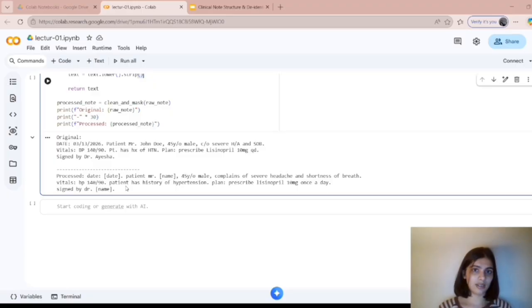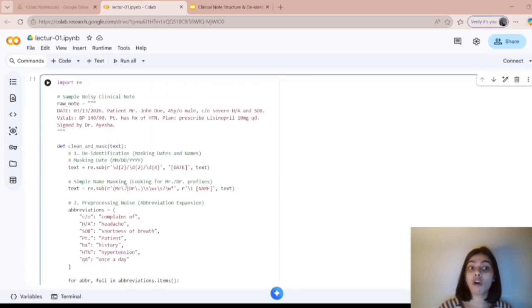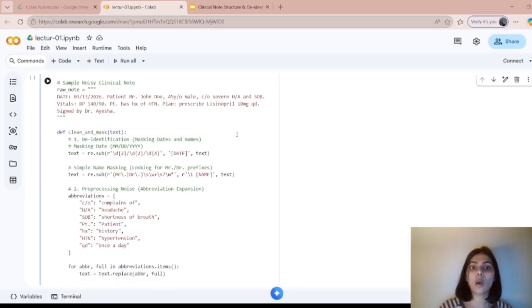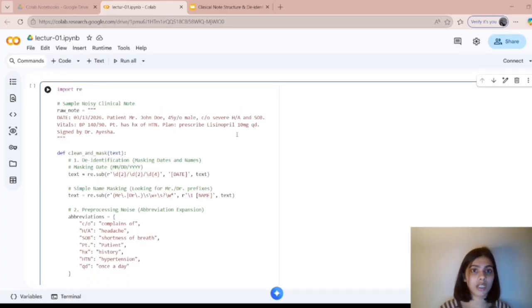So what did we do here? We masked everything, we protected every single identifier for the patient as well as the doctor. This is how we perform these three steps to get our pure gold out of the raw data. And I hope all of this is clear to you.